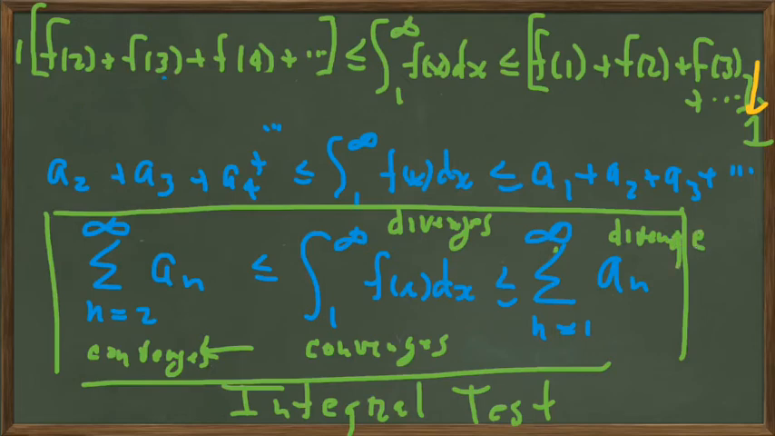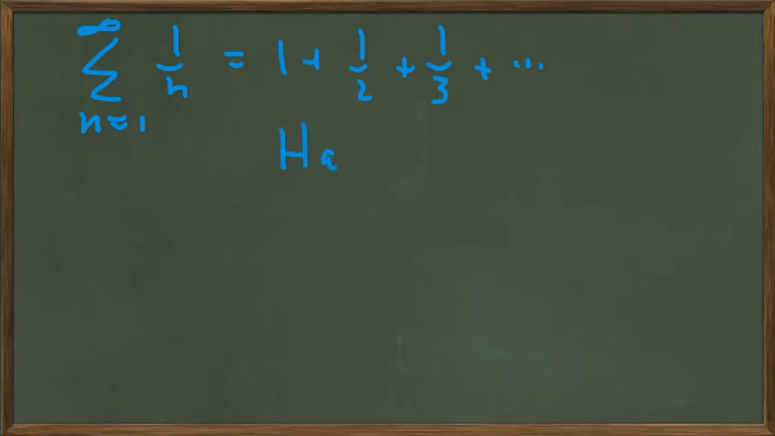So it can be used either to determine convergence or divergence. So let's see how we do that in a couple of examples. This infinite series right here, n equals 1 to infinity of 1 over n, which is 1 plus a half plus a third, etc., is called the harmonic series. It actually has to do with harmonics in acoustics.